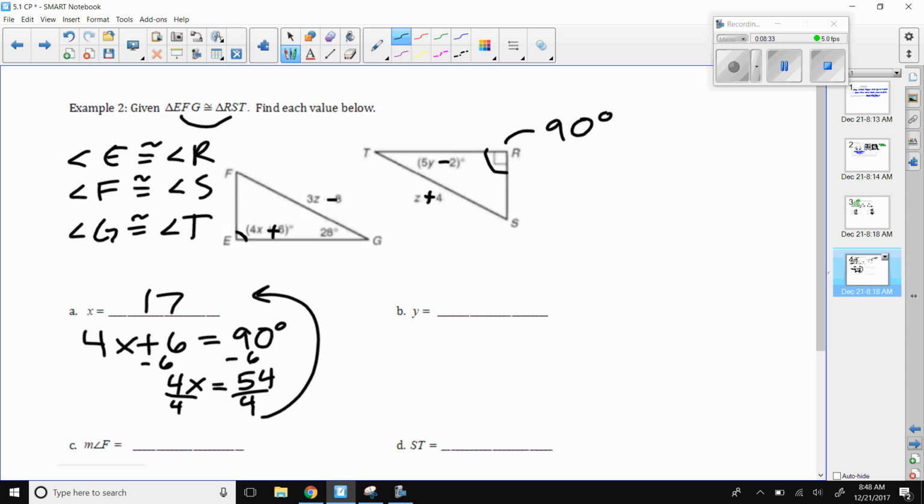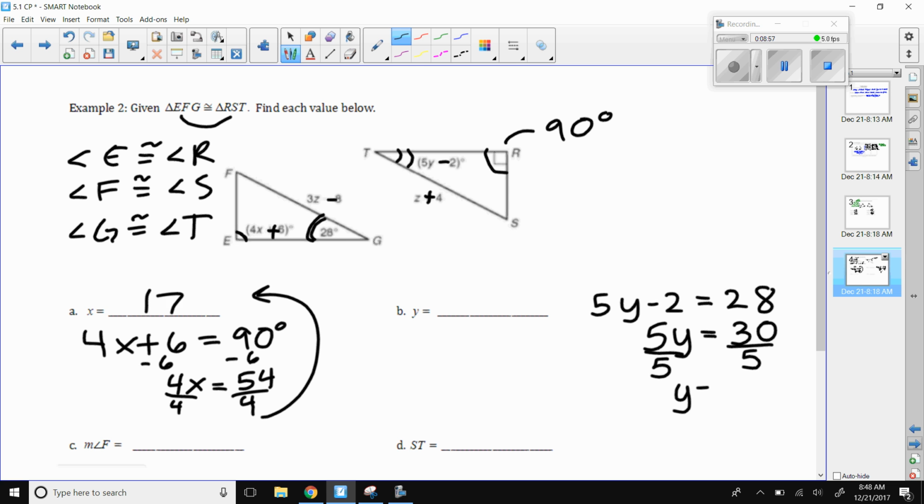To find Y, I'm seeing the same thing. I see angle T, and I know angle T is congruent to angle G. So this means I'm going to have 5Y minus 2 equals 28. Since they're congruent, 5Y equals 30 by subtracting 2 on both sides, and then I'm dividing by 5 to get Y equals 6.